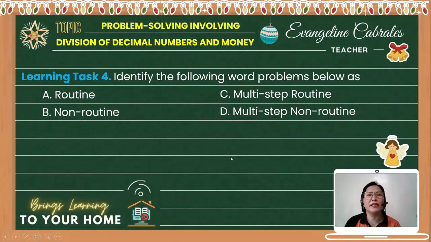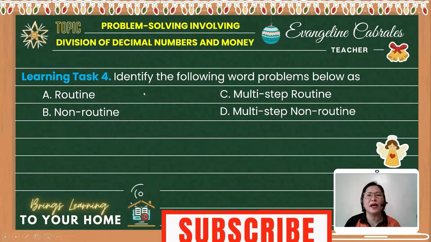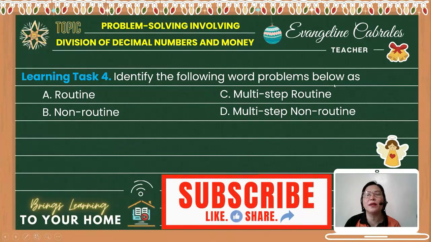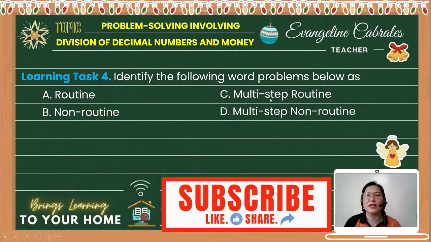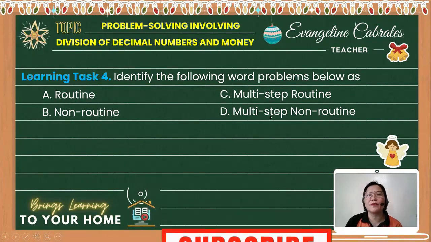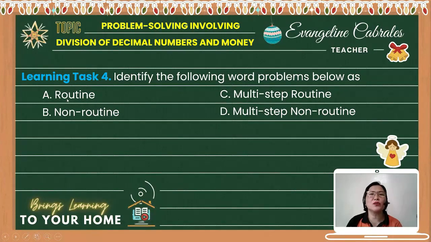Let us have learning task 4. This time, i-identify nyo yung word problems as routine, non-routine, multi-step routine, multi-step non-routine. So, kailan siya routine? Isa ang operation, isa ang solution. Kailan siya non-routine? Isa ang operation, pero hindi lang isa ang solution. Okay? So, paano nangyari yon? Isa lang ang operation, pero hindi isa ang solution.